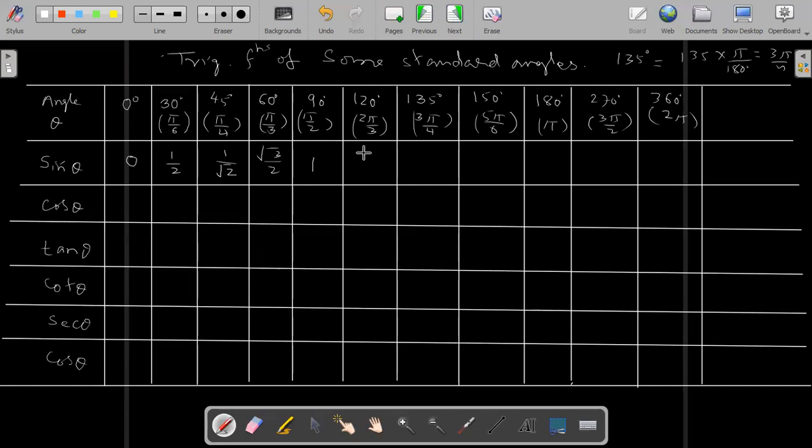Okay. After this, you should know that you are taking 90 plus 30, 120, and 120 plus 15, 135. Then 135 plus 15, 150. Then 150 plus 30, 180. So there is no sequence directly, but after this, all the values will be repeated. After 1, all values you can repeat. This root 3 by 2 will come here, then 1 by root 2 will come, then 1 by 2 will come, and then 0. So 180 degree is 0.